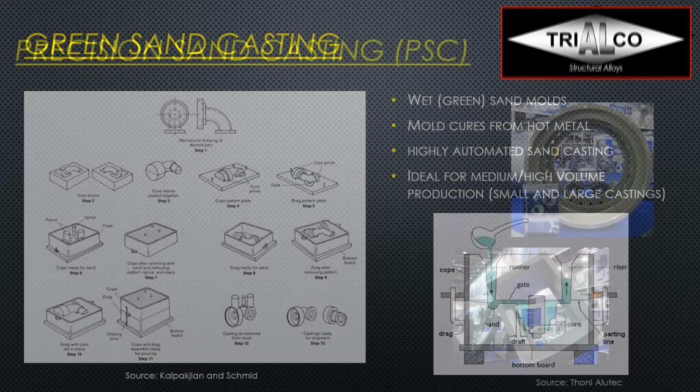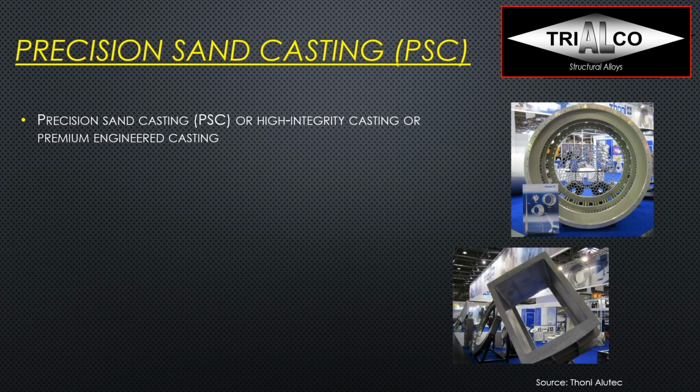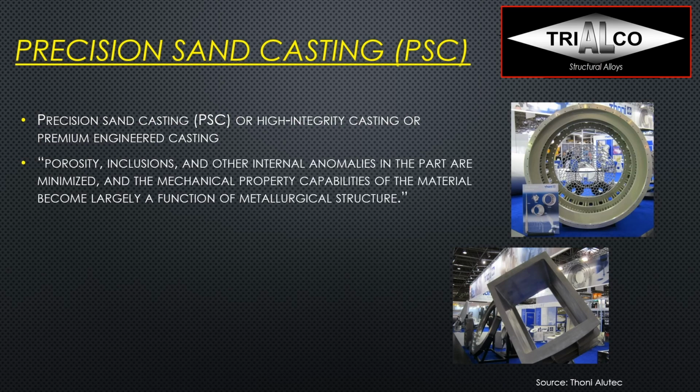And now we have precision sand castings, and they can be really high integrity castings, premium engineered castings, often for aerospace, for all sorts of applications that need high integrity but don't have the volume or need much bigger parts than you can make in permanent mold castings. With this process, porosity, inclusions, and other internal anomalies in the part are minimized, and the mechanical property capabilities of the material become largely a function of metallurgical structure.